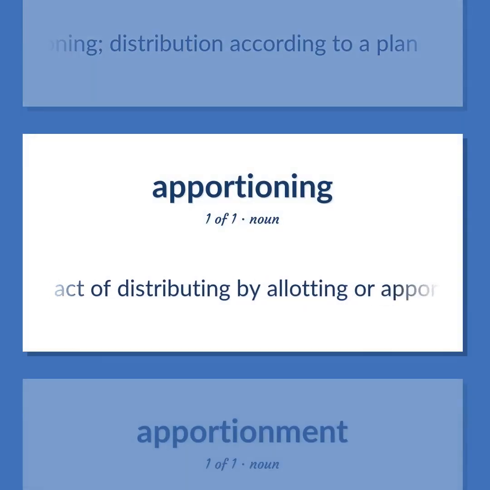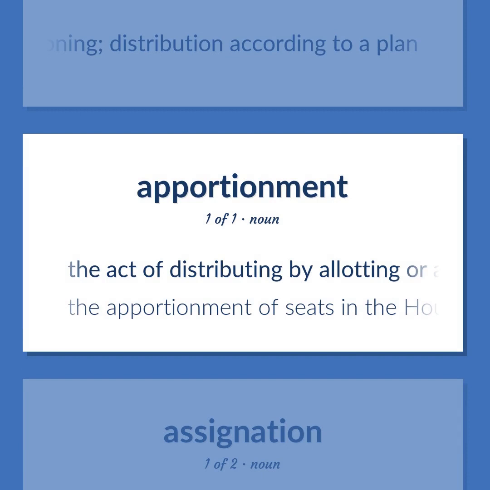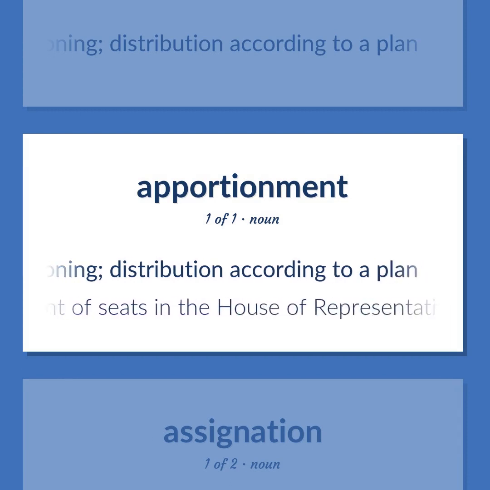The act of distributing by allotting or apportioning. Distribution according to a plan. The apportionment of seats in the House of Representatives is based on the relative population of each state.